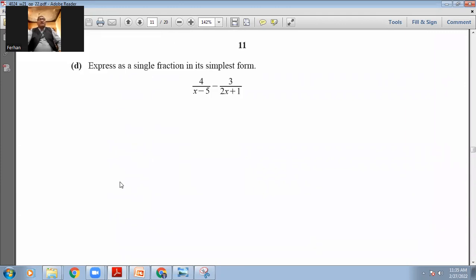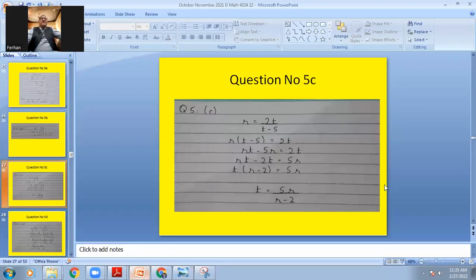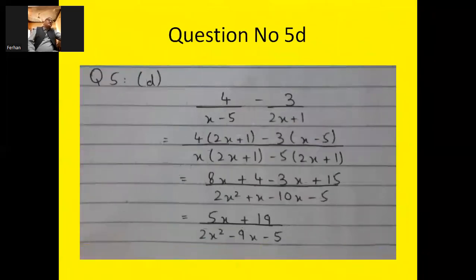It's a 3-mark question again. It says express as a single fraction in its simplest form. So here you have two fractions which have a subtraction sign between them. So we need to make the denominator the same, or you can say we have to take the LCM. Strategy very simple. Let me show you how this is done.